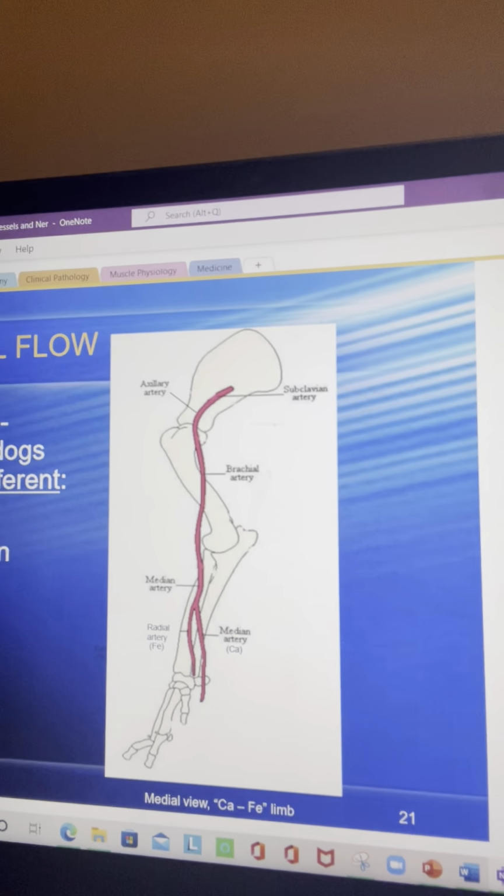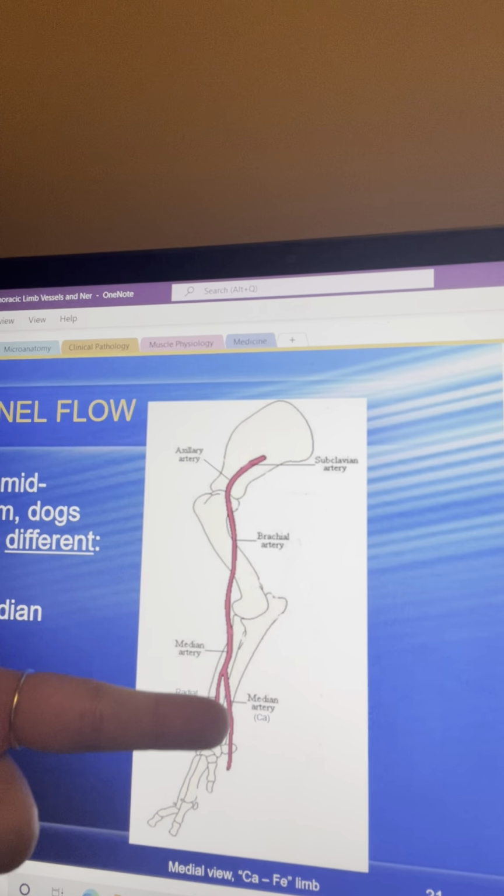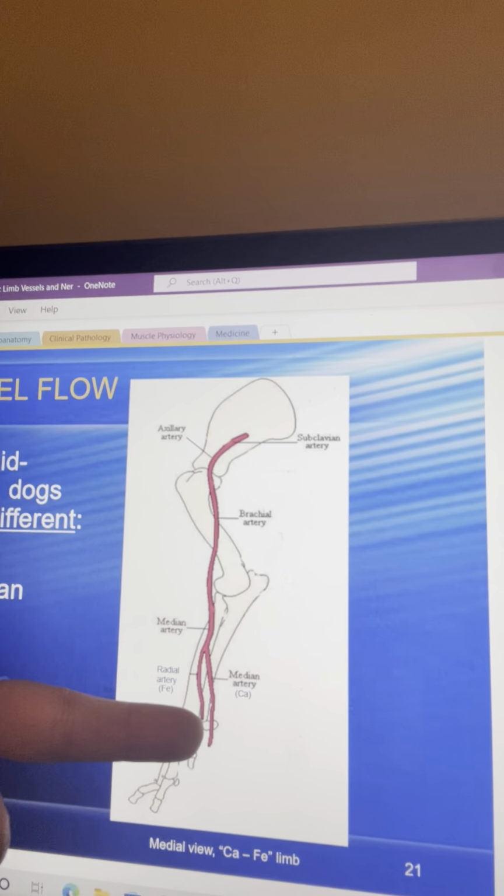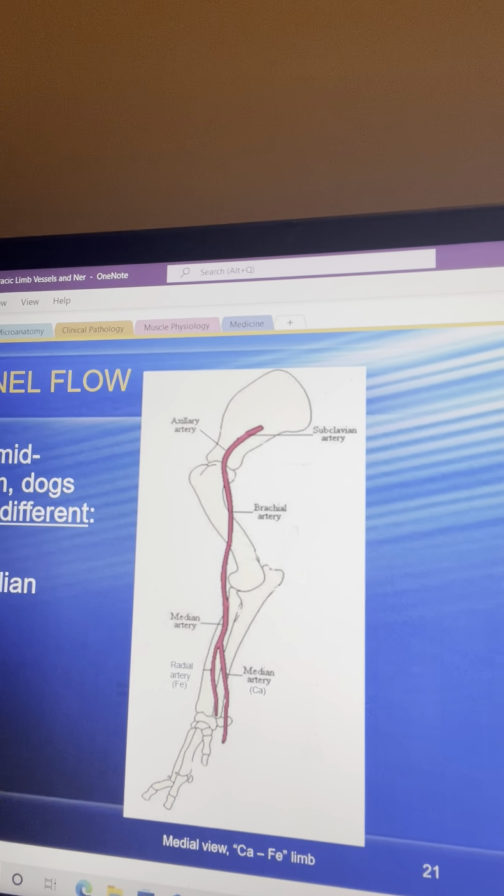So in a dog, from the median artery, you continue through the median artery. However, in a cat, you would change to a radial artery. So here, we're looking at a dog. The bigger one would continue as the median artery, whereas in a cat, it would continue as the radial artery. So that main channel flow changes depending if it's a cat or a dog.